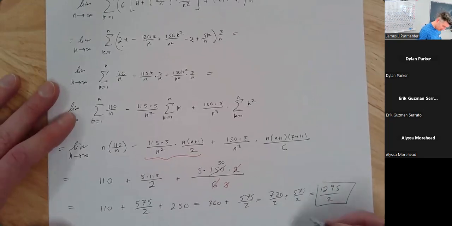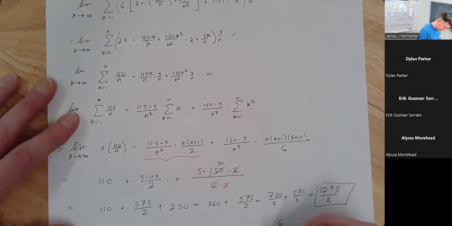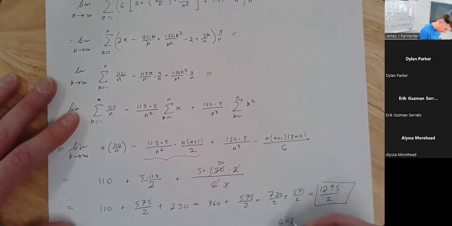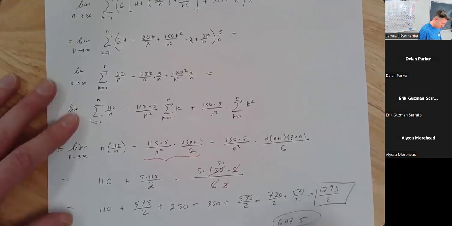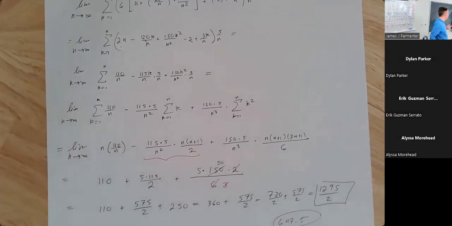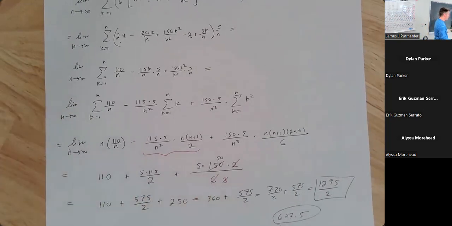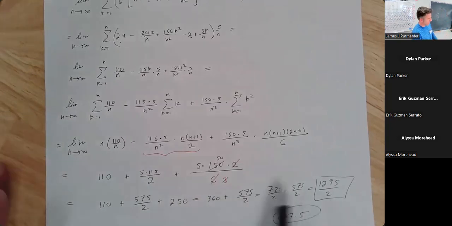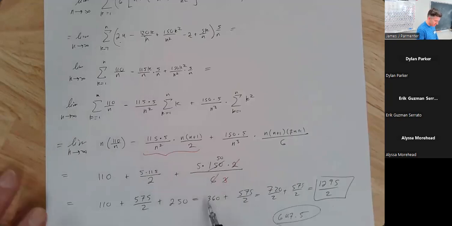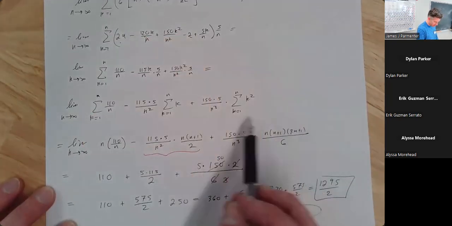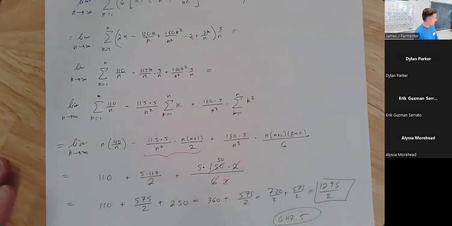Or if you like a decimal, 647.5, whatever. The numbers are not that important. The process is what's important. I know I worked it out at the end here, but really these last two lines are not that important. It's really getting from here to here and seeing that we can use these formulas and get this thing. Questions about what we've done here so far?